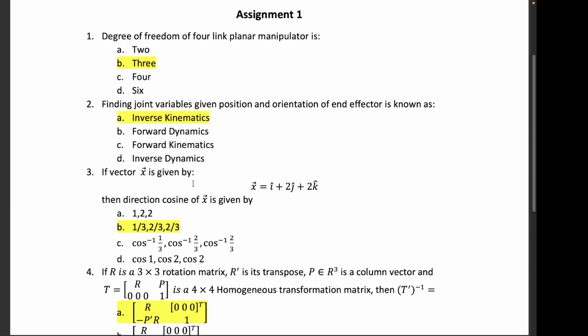Moving on, the second question is also pretty straightforward. Finding joint variables given position and orientation of end effector is known as inverse kinematics. So the other terms here you might also be familiar with. The opposite of inverse kinematics is forward kinematics, in which we know the joint variables and then we compute the position and orientation of the end effector.